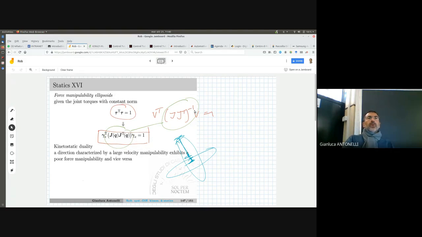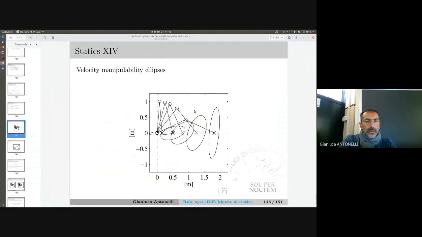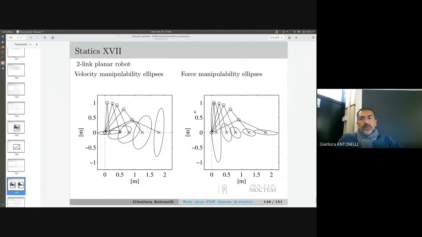May I ask you, when you want to push, you push in that way, because in that way you are not using the muscle, you're not using the joint. And this can be seen if I draw on the left the velocity manipulability ellipse that we just saw a few seconds ago, and on the right the force manipulability ellipse.